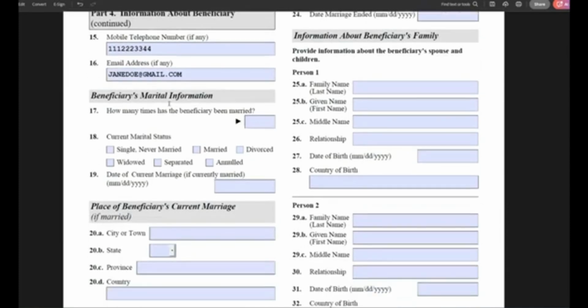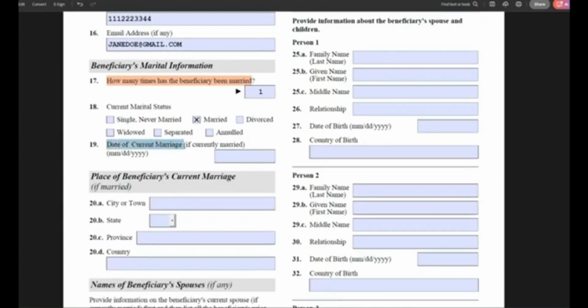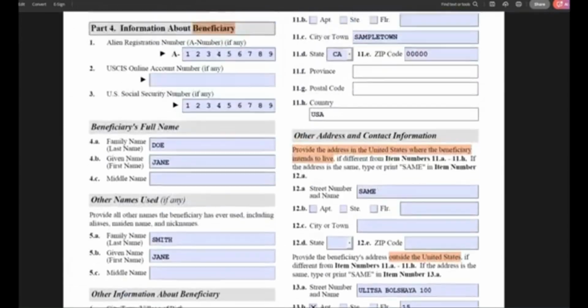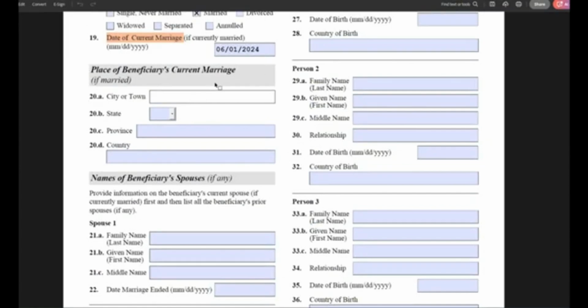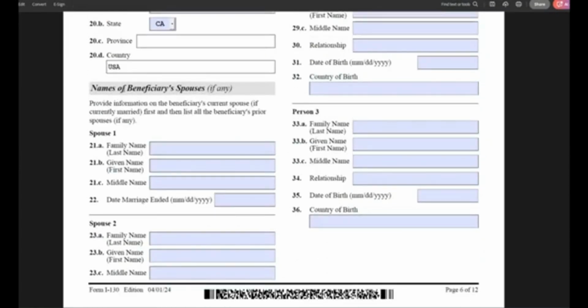Moving on, provide your beneficiary's marital information, how many times the beneficiary has been married. Again, this also includes current marriage. So in our case, our beneficiary has also only been married once, and provide the current marital status and the date of current marriage. Because we are petitioning our spouse, basically a lot of this information will be repetitive. Where the marriage occurred.